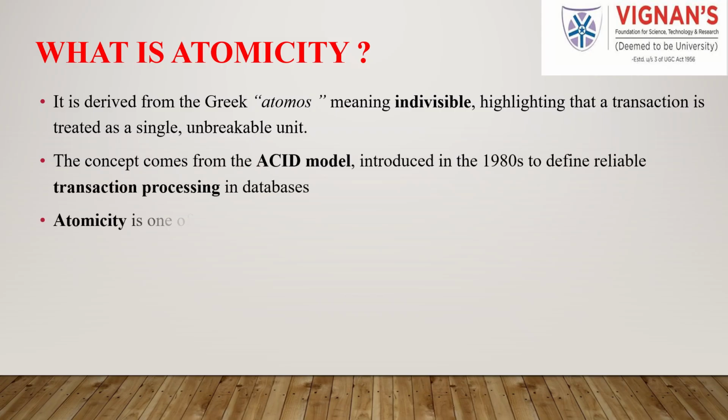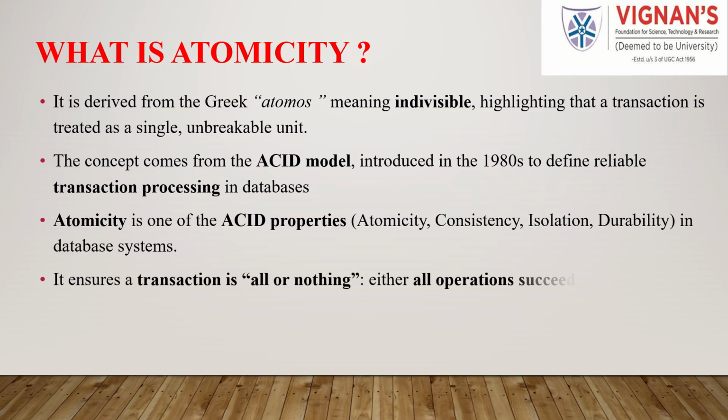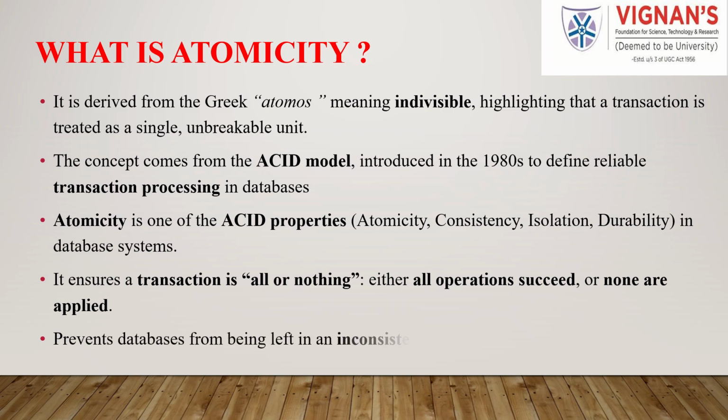Atomicity is one of the ACID properties: atomicity, consistency, isolation, durability. It ensures a transaction is all or nothing: either all operations succeed, or none are applied. This prevents databases from becoming inconsistent due to partial updates.